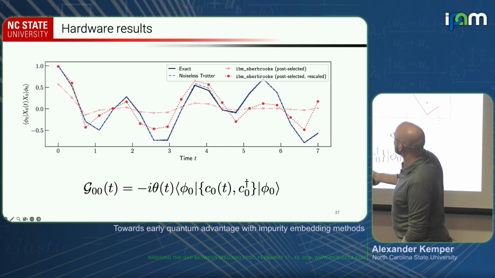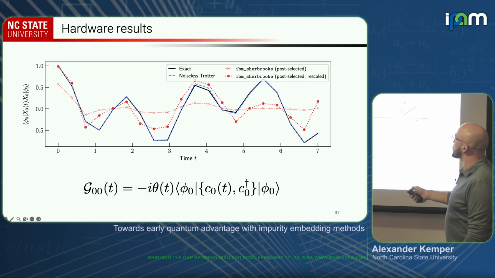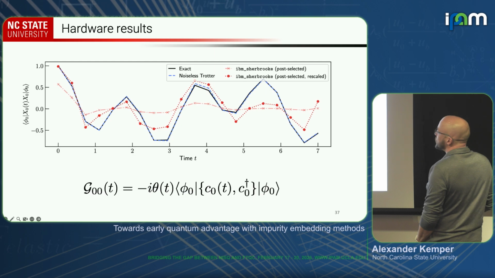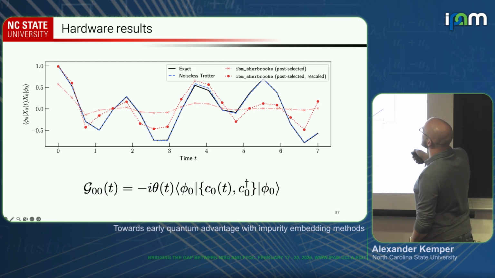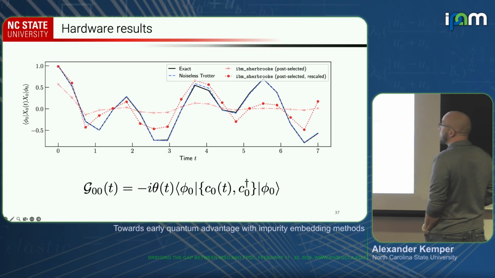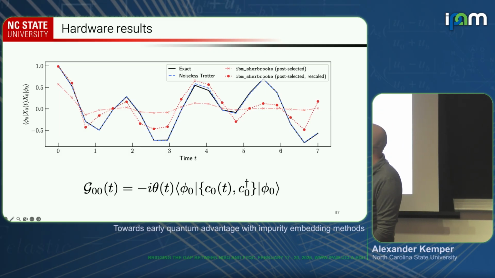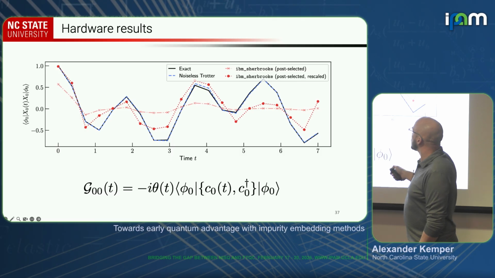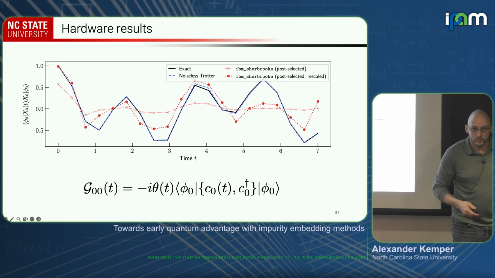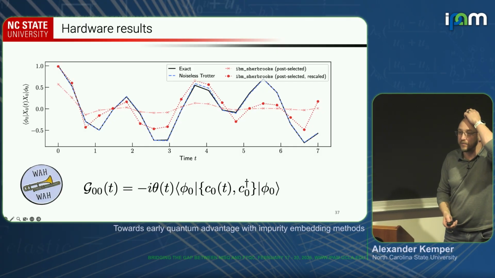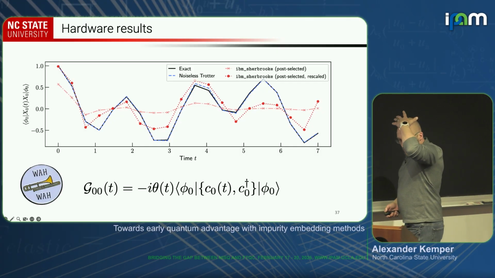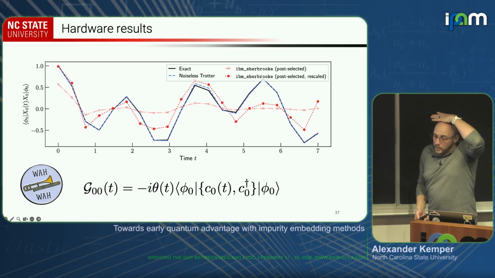So these are the exact results. Noiseless Trotter is there. The results from Sherbrooke are these crosses, and then if you post-select and rescale a little bit based on the fact that you know the initial one has to be 1, you get this curve. Okay, it's not great, right? It's not what you would hope it would be even after all that work. So let me tell you in 2 minutes about the last thing.